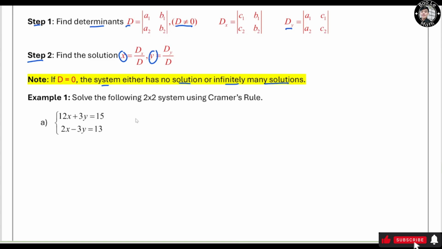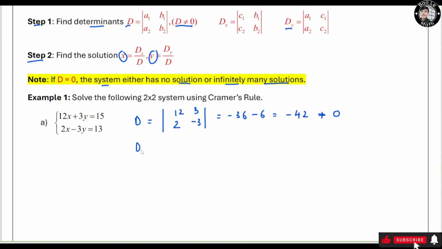We need to calculate D. It's going to be A1, A2, which is 12, 2, and B1, B2, which is 3, negative 3, right? So 12 times negative 3 is negative 36, subtract 2 times 3, which is 6, so it's negative 42, different from 0. So the system has one solution, right?